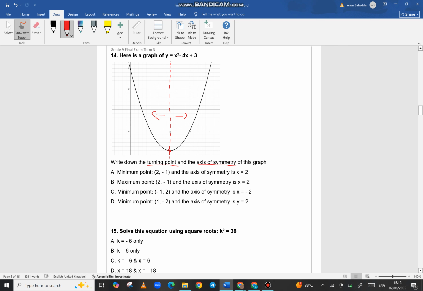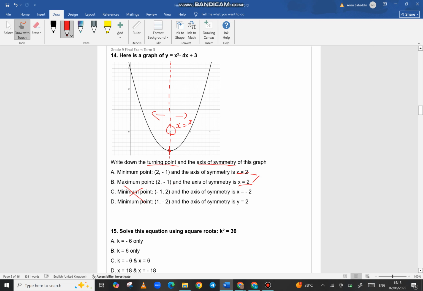Now, the mirror line is at x equals 2. You can clearly see that is 2. So we know x equals 2. So it's going to be one of these, either this one or this one. It's not going to be C, it's not going to be D.